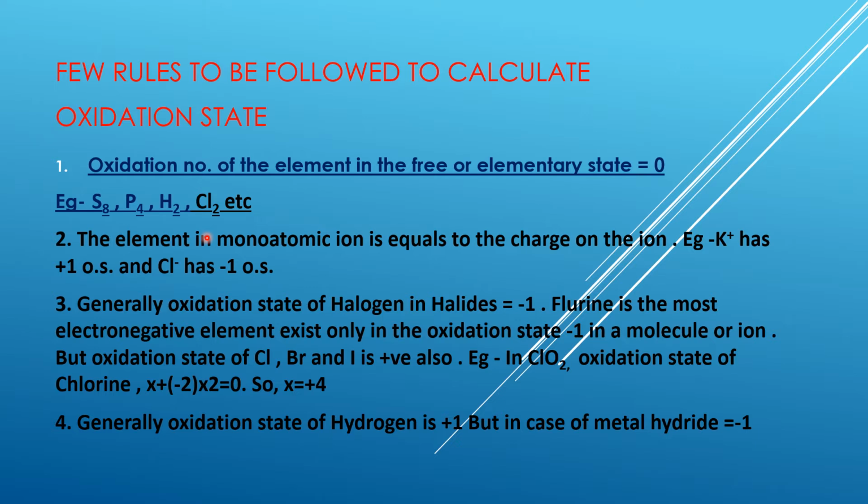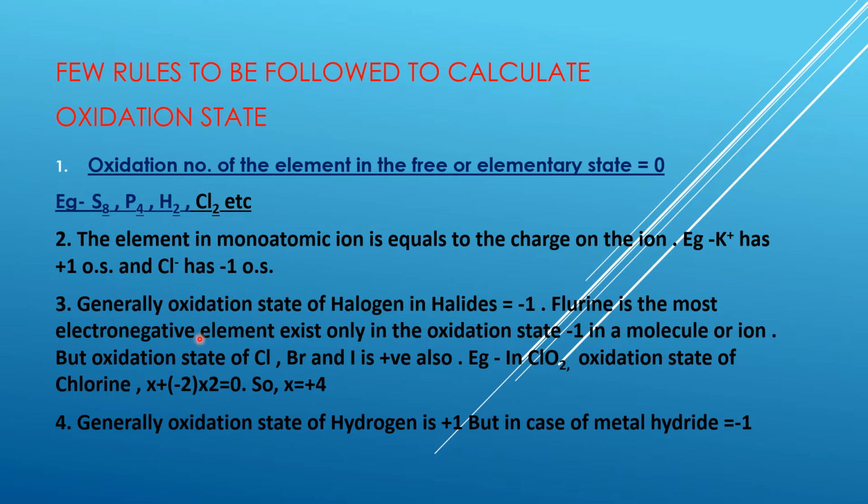Now if we are taking a monoatomic ion like Ca2+, K+, Na+, whatever charge is on them is their oxidation state. Like here we are taking K+. This is unipositively charged, so its oxidation state will be +1. Cl-, here there is a -1 charge, so its oxidation state will be -1.